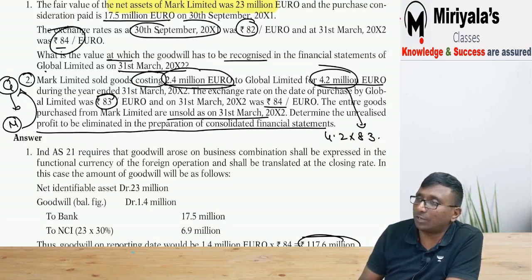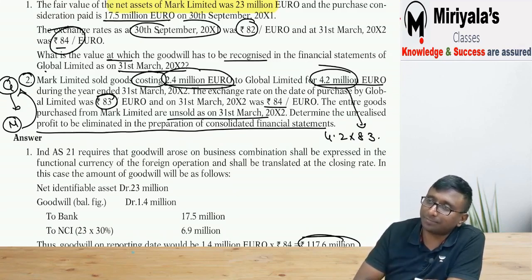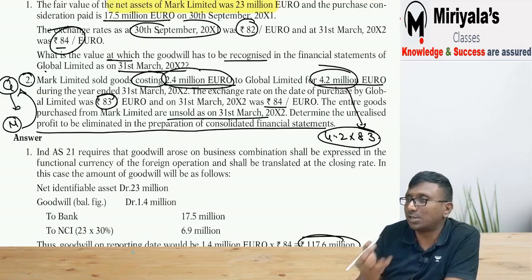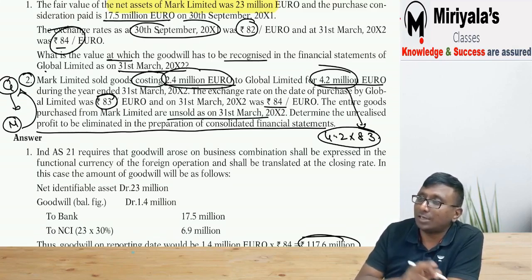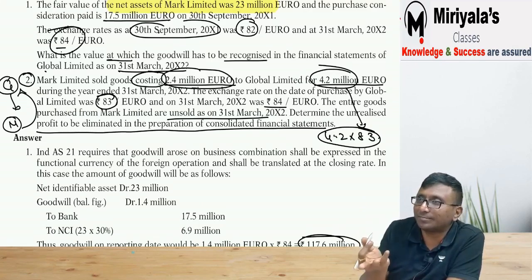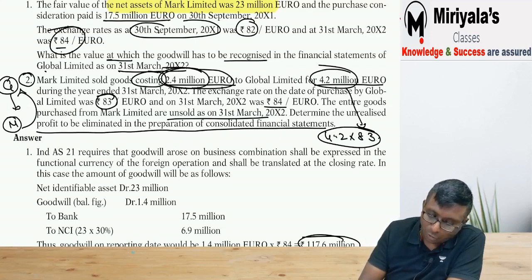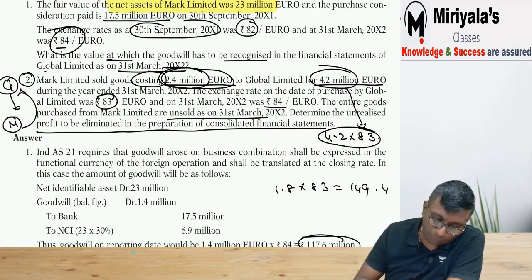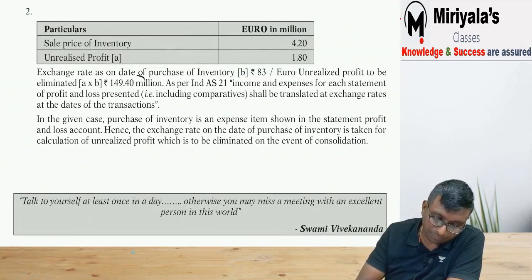What is unrealized profit? First of all, these goods are sitting with whom? The parent. Parent means already in rupees. That is equal to 4.2 into 83 only. Which date rate you purchase, that is the cost. It is not with the foreign company where it is inventory. It will come to my balance sheet, so I do not have to convert it using the closing rate. But what is the profit made by them? 4.2 minus 2.4 million is 1.8. 1.8 into 83 is 149.4, which should be your answer. That is the unrealized profit to be eliminated.